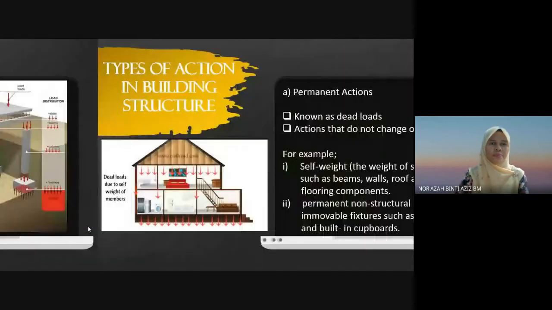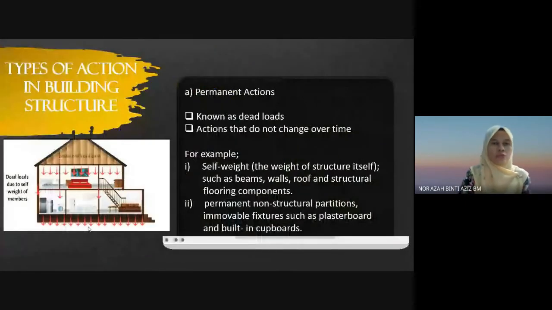So next we go to types of action. Types of action in building structure or types of load acted on building. Apakah beban-beban yang bertindak ke atas building structure? So there are 2 types of action acted on building. First, permanent action. Second, variable action. So permanent action or permanent load, beban tetap. Also known as dead load, beban mati.